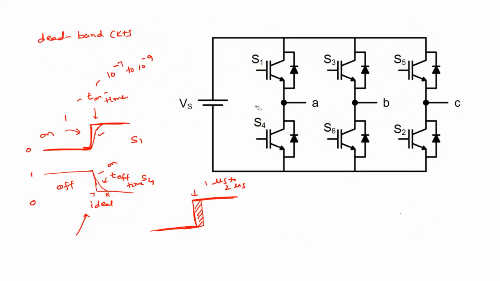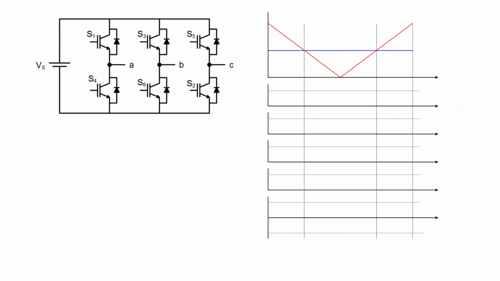Next, we'll see how to draw the waveforms for the ideal voltage case. Let us assume that we have an inverter here. This is the pole voltage. This is Vs by 2 here, and this is Vs by 2. This is the pole voltage point 0. Assume that this one is a triangle carrier.